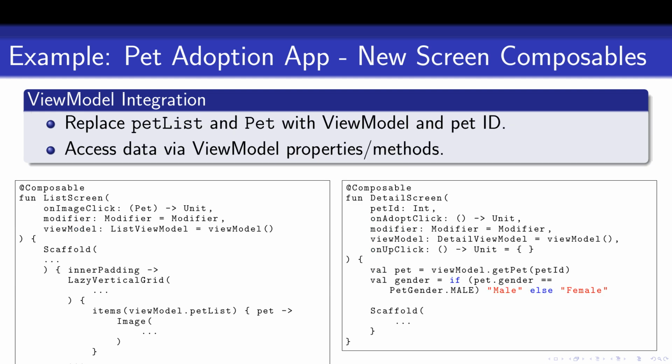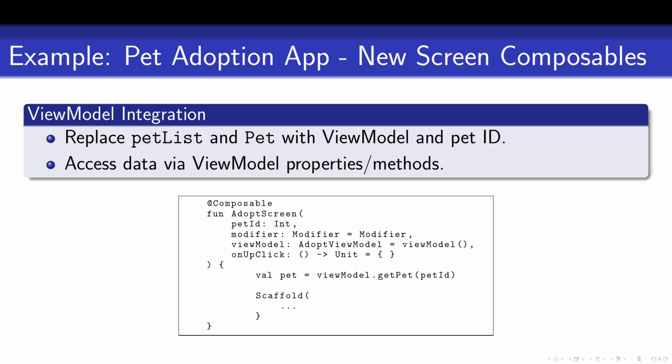With the new architecture in place, our composables also change. Instead of passing the entire pet list or pet object, we now pass only the pet ID. Each screen's view model retrieves the data it needs using that ID. This simplifies the UI logic and reduces unnecessary state sharing. The same pattern is applied to the Adopt screen, which now uses AdoptViewModel to fetch the pet by ID. This keeps the composable focused on layout and user interaction, while the ViewModel handles all data logic.